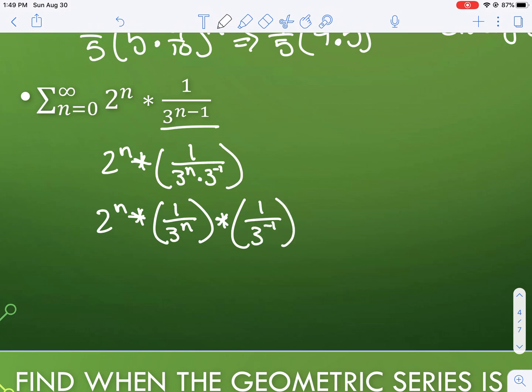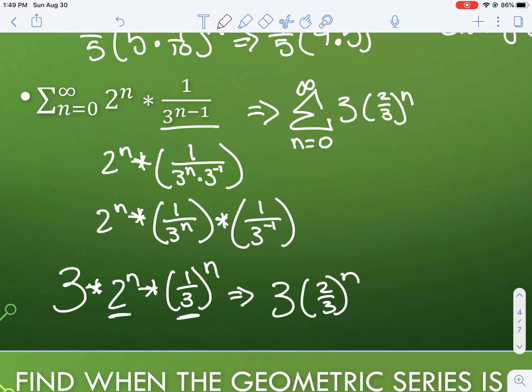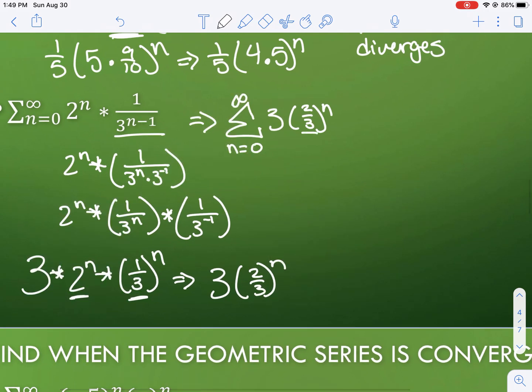Well, 3 to the negative first, or 1/3, sorry, to the negative first is going to give me 3. And I can rewrite this as 1/3 to the power of n. So like last time, since these are both being raised to the power of n, it now becomes 2/3 to the n. So our series looks like this. Well, now here I can quickly identify that r is 2/3, and the absolute value of 2/3 is less than 1, so it converges.